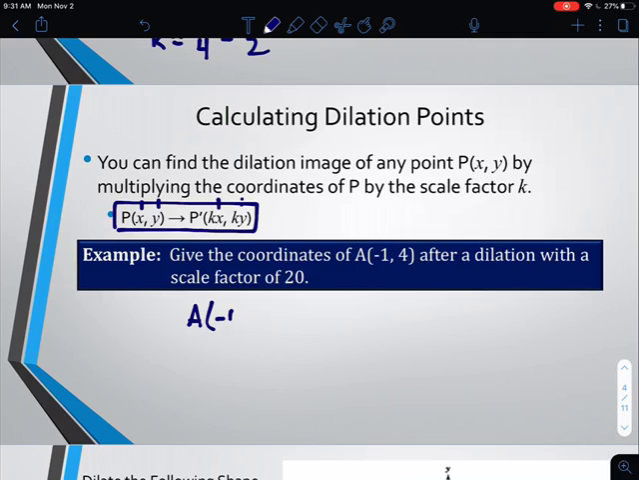So in the example below, A was at -1, 4, and it says, where would A prime be after a dilation with a scale factor of 20? If I have a scale factor of 20, what I'm going to be doing here is taking -1 times 20.